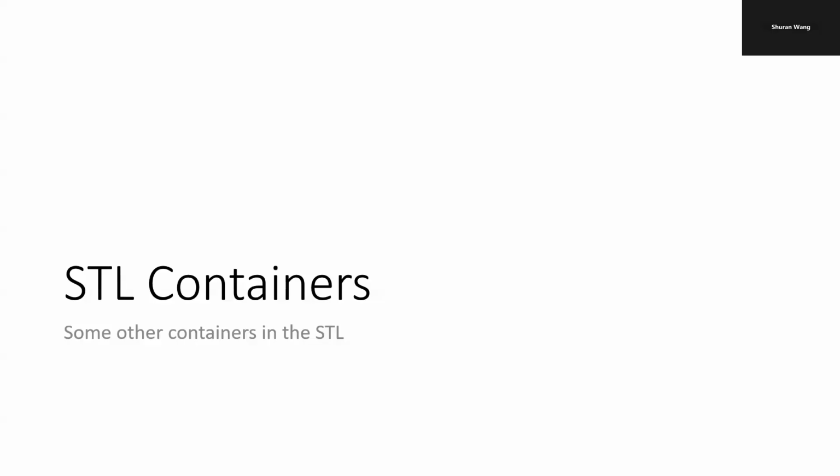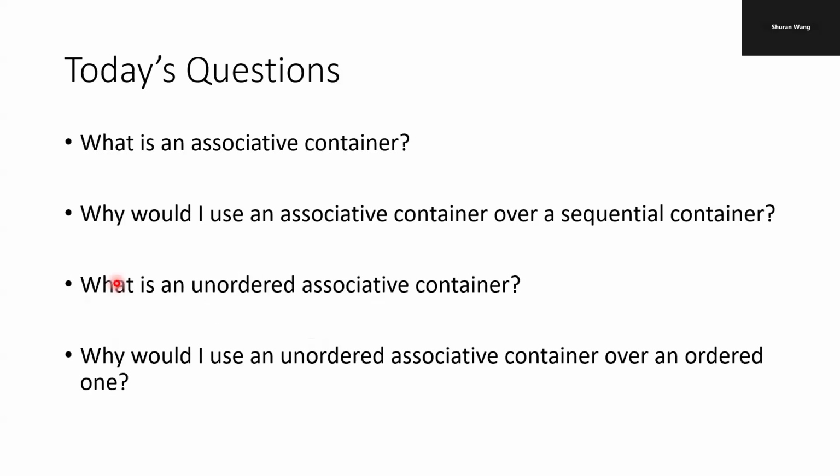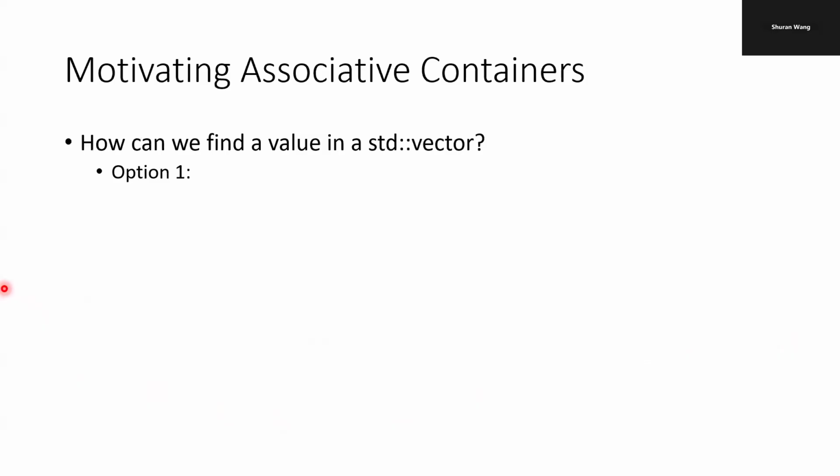Continue with STL containers. Some other containers in the STL. So in tutorial 2B, we're covering associative containers, sequential containers, unordered associative containers, and ordered containers.